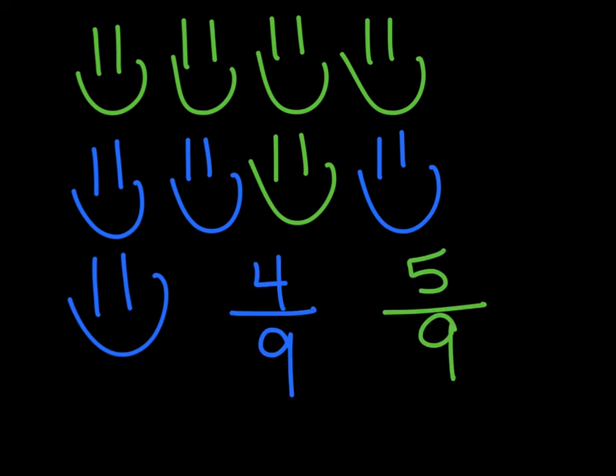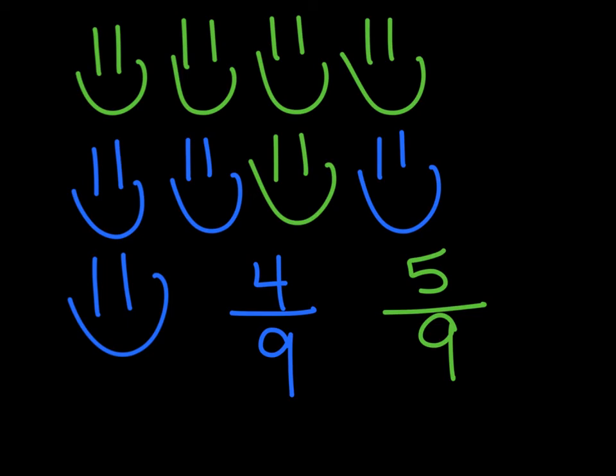Okay, look at my group. You write the fraction. I want to know both the fraction for the number of green smiley faces and the fraction for the number of blue smiley faces. Pause the video and come back and see if you got the answer right. Okay, for the blue smiley faces, say the fraction with me, 4/9, or 4 out of 9. And for the green smiley faces, you have 5/9.